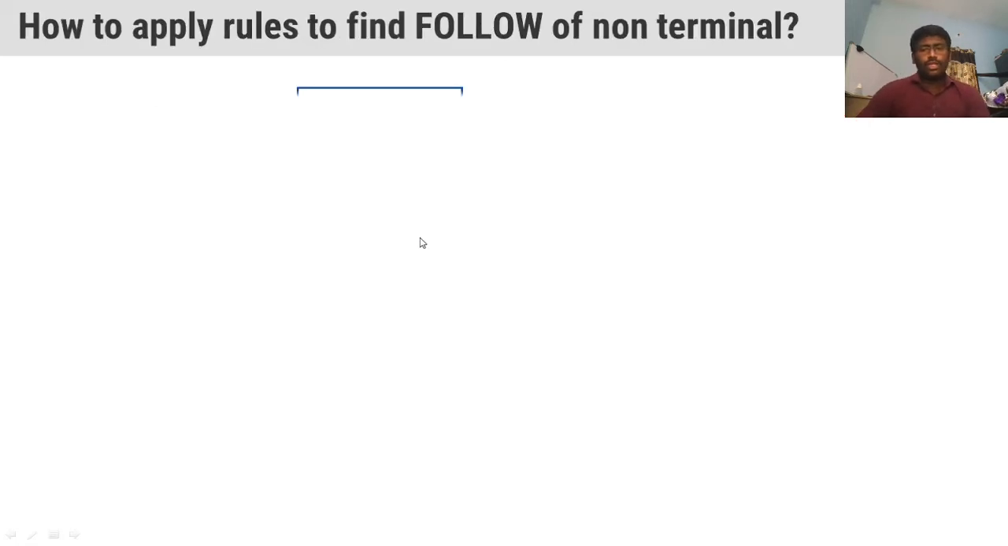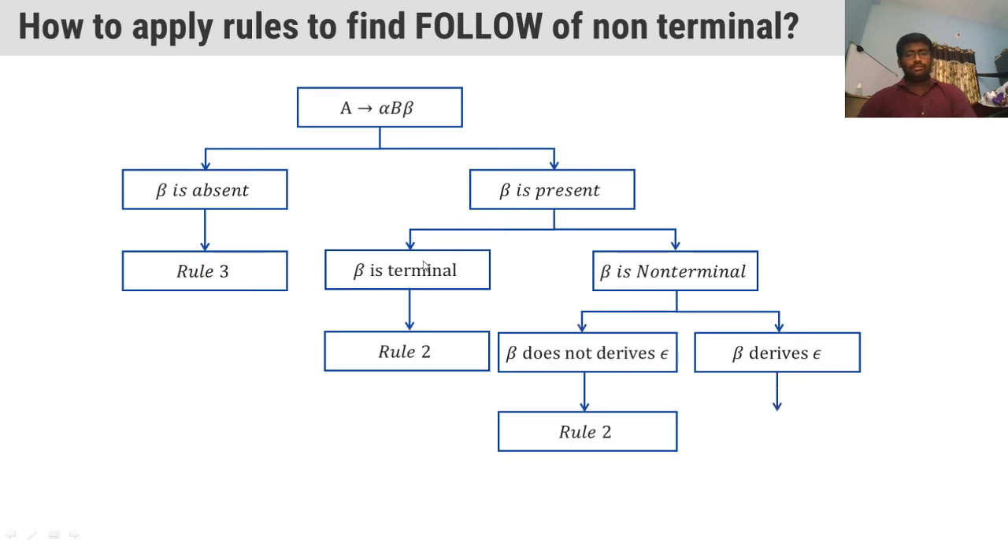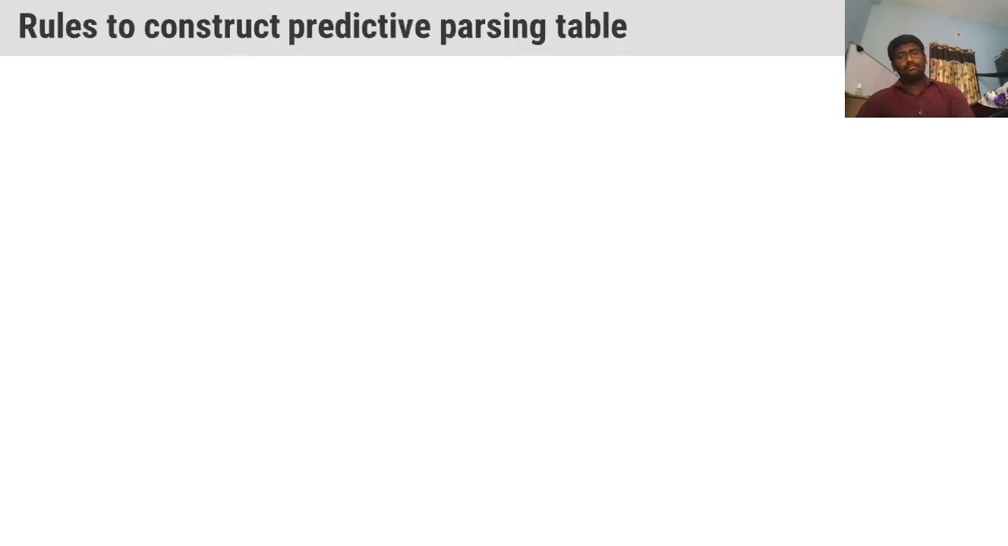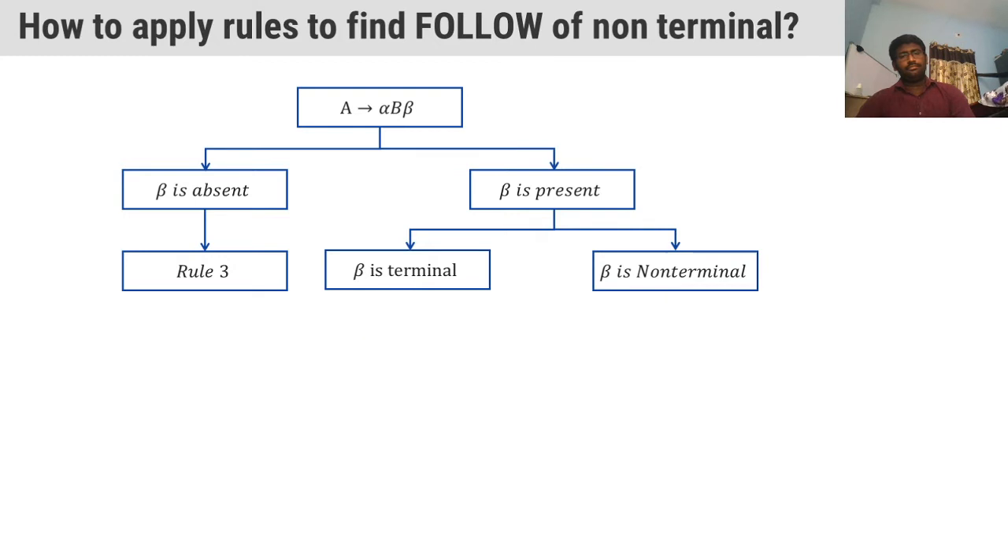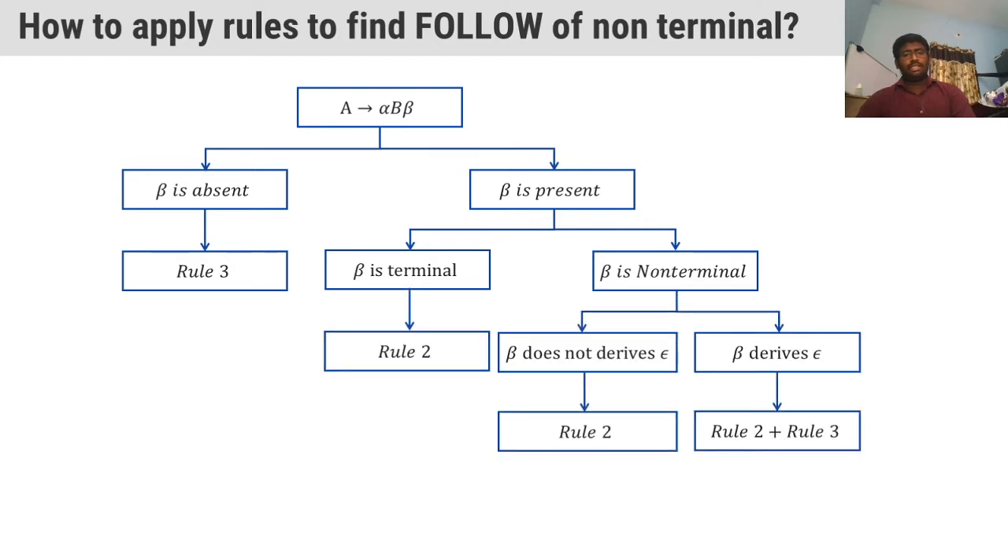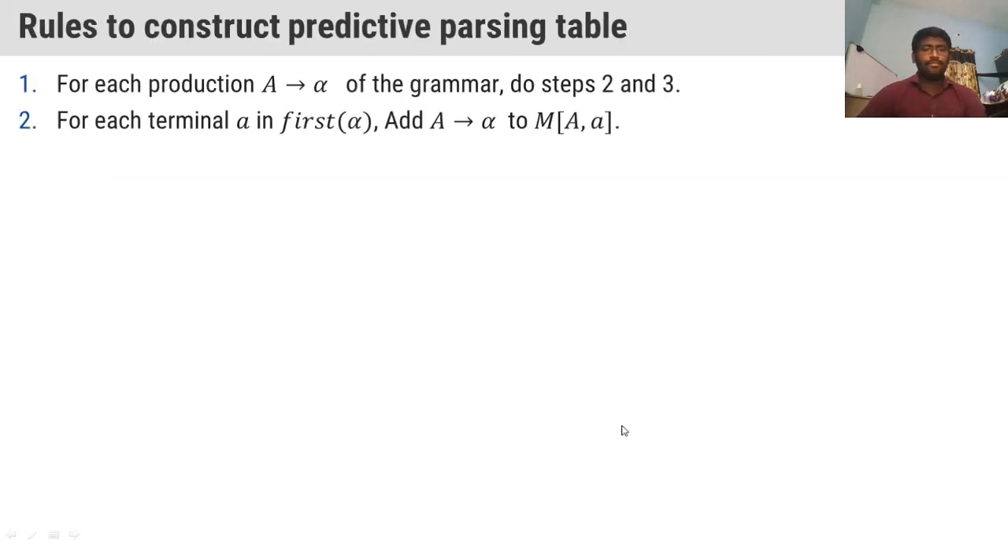So now we are going to look at beta derives epsilon. Simply understand we are going to apply rule number 2 plus rule number 3.